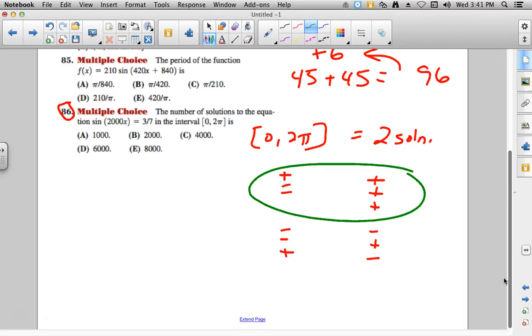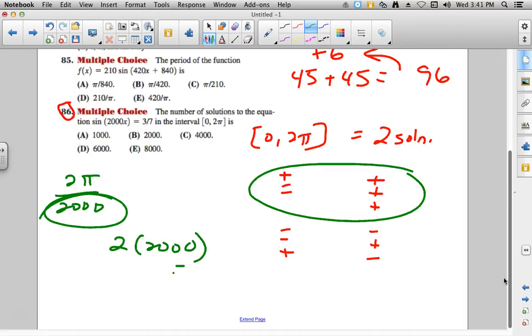Now it's all about how many cycles will fit into that 2 pi. So that's where we say we need 2 pi over b, which is 2000. And that tells us in 2 pi, there are 2000 different cycles. So we have 2 for one cycle, but we have 2000 cycles, which means there will be 4000 of these, which is C.